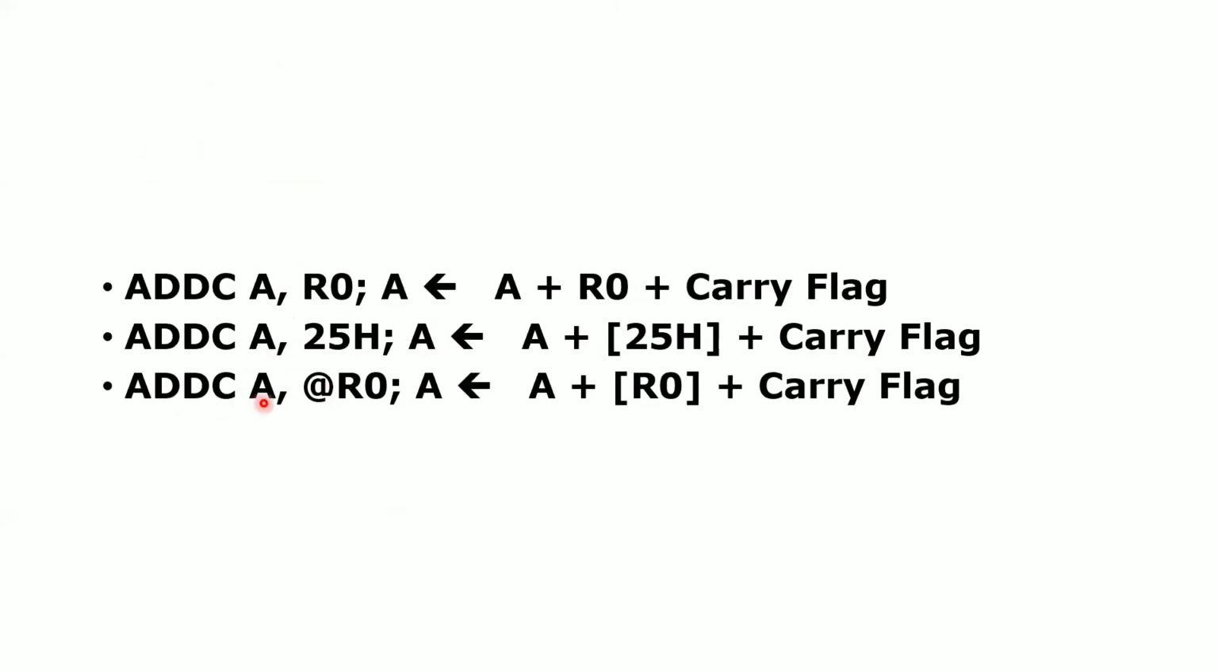Again, the next one is @R0. So what is meant by @R0? R0 contains one value. That value becomes the address. Go to that address location, get that value, add with A along with the carry flag, and store the result inside your A register. Okay, so these are your addition operations. Next one is your subtraction operation.